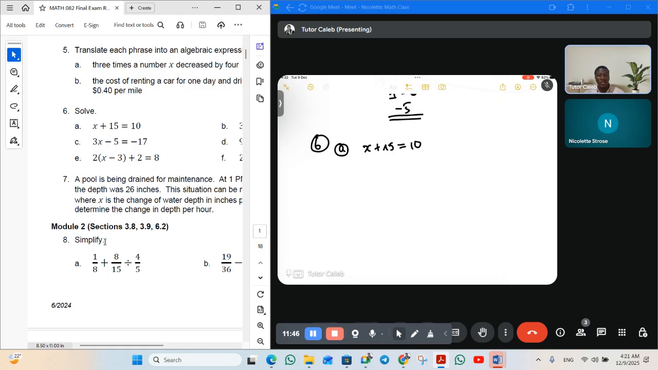Think a little bit harder. It's not complicated. How do we get x? What do we have to remove close to x? Minus 15 on both sides. Correct, you see, you know it. If you minus 15 on both sides, you're going to have x equals 10 minus 15. 10 minus 15 is negative 5. And that's your answer. Easy peasy.